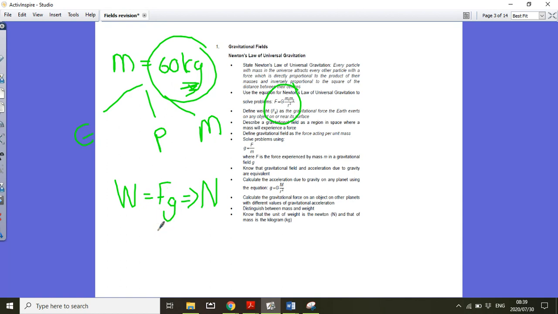But the weight, because it depends on G, which is the same everywhere, M1, M2 over R squared. These M's, one of them is the Earth, and then you. So this will just change if it's another planet, but it's still a gravitational force, and it's still going to be to the center of that planet. Now, ratio questions often come in the field section as well, and I will look at that in detail in the next video. But just remember that it works exactly the same for gravitational fields as it does for anything else.